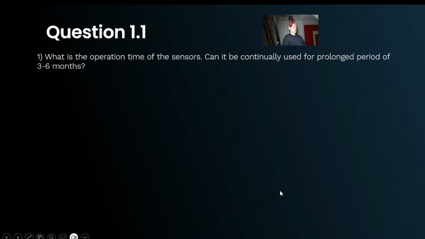What is the operational time of the sensors? Could it be used for a prolonged period of 3 to 6 months? This is really an application question. I'm not going to talk about duty cycle, how often you use a sensor. These are very application-specific questions.